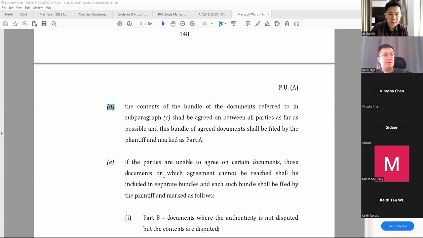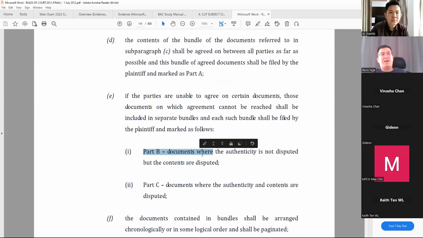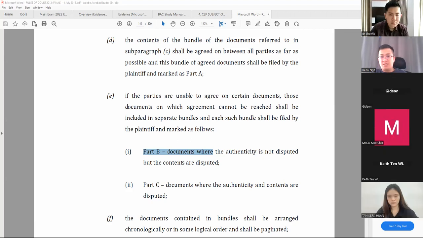We call that part A. But part B, on the other hand, means authenticity is not disputed, but the content is disputed, which means we don't challenge the authenticity. Maybe this is true, but the content itself I want to argue. But if it is part C, it means we are arguing on both. You get what I mean? So this is ABC.